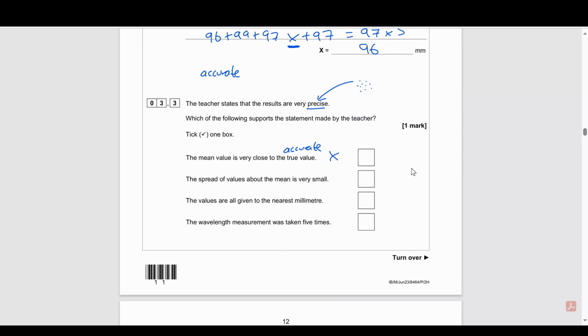The spread of the values about the mean is very small. Well, yes, this matches what precise means, because the values aren't too far away from each other, so the spread is very narrow. So that would be correct. The values are all given to the nearest millimeter. No, that's not helping us with what our precision means here. And the wavelength measurement was taken 5 times. That would improve the reliability of our results. So our correct answer is the second statement.